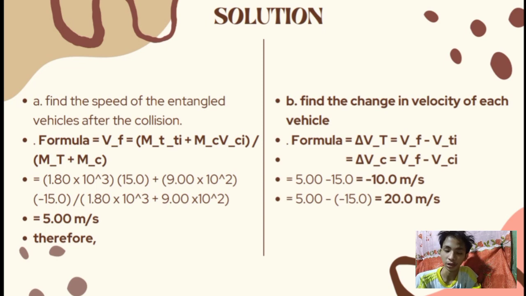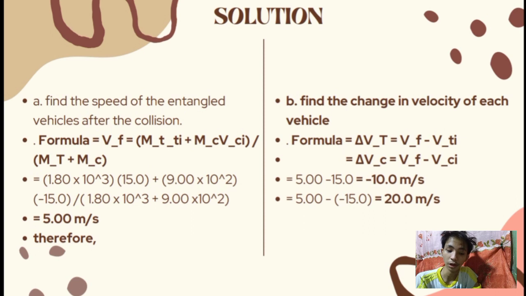So ngayon sa letter B naman tayo. Ang nahanap daw muna doon yung change in velocity ng bawat sasakyan. So sa truck muna tayo. Ang formula na ginamit ko doon is change in velocity of truck equivalent to the final velocity minus the velocity of truck initial. So ngayon, substitution the value. 5 minus negative 5, ang lumabas is negative 10 meters per second.